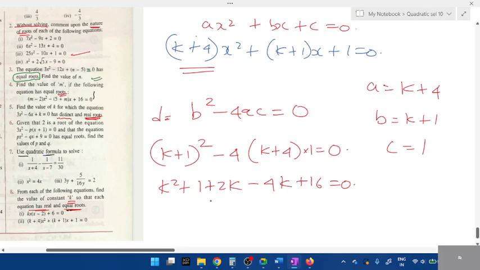Okay, let me solve, complete it. Try this, students. Be quick, we'll complete this. k square plus 1 plus 2k minus 4k, minus into plus is minus, 4 4s are 16.